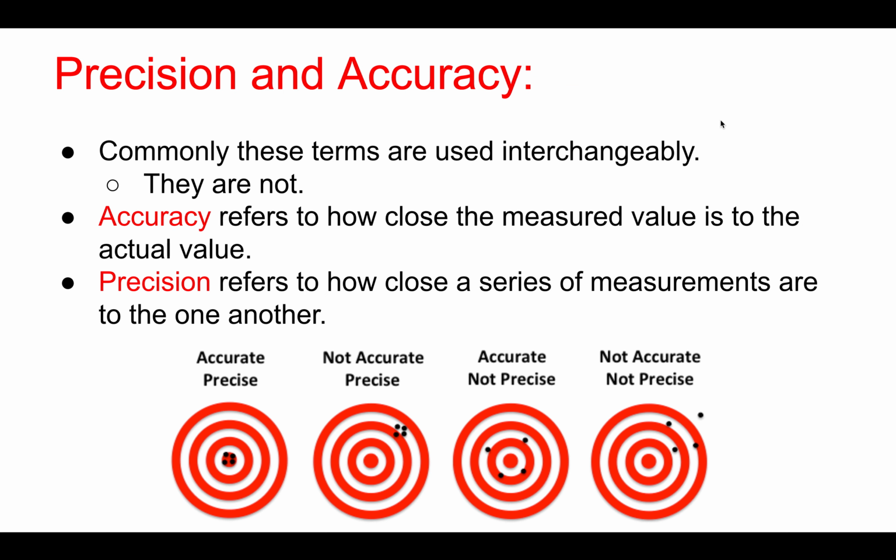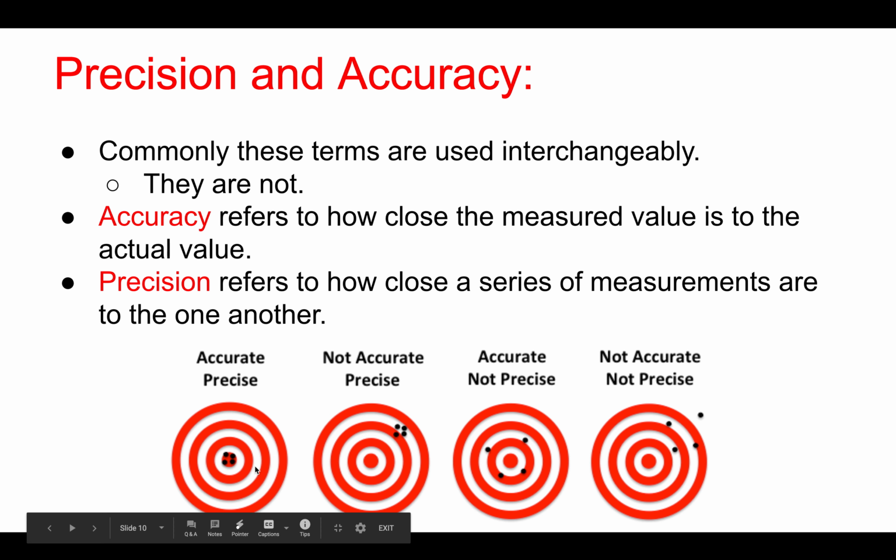So, precision and accuracy. Often these words are used interchangeably, but they're not. Accuracy refers to how close the measured value is to the actual value. And precision is how close the measurements are to one another.